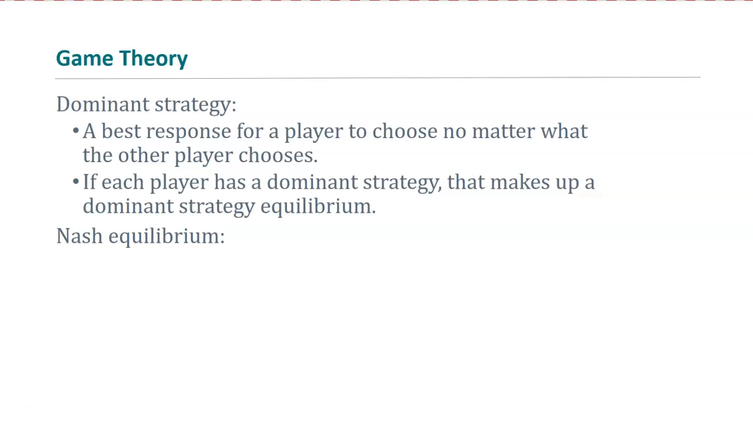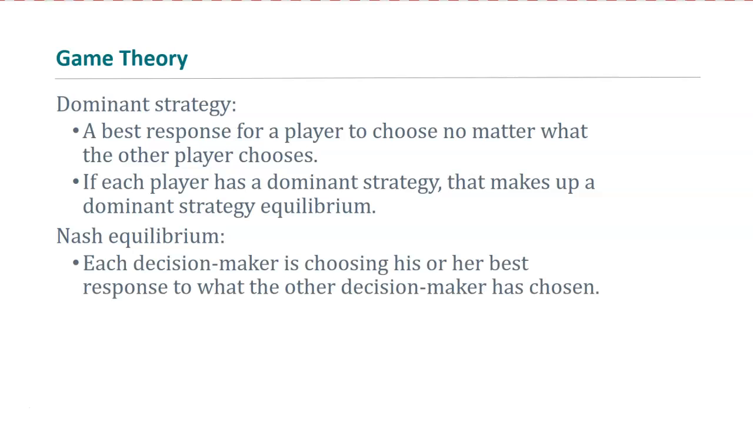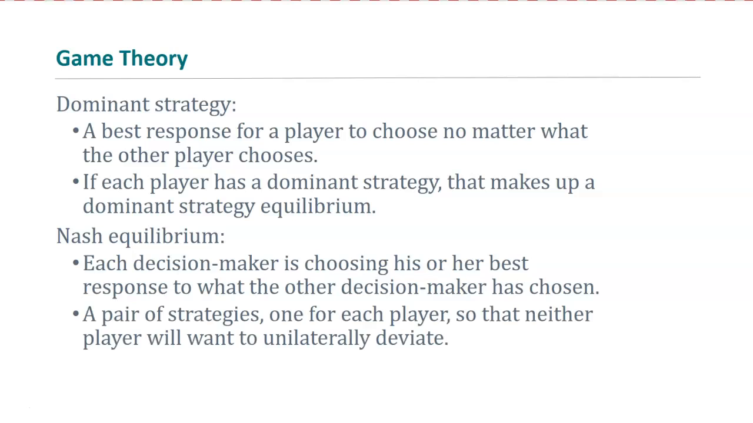And I think all this will make more sense when we actually go through the game in a minute. So just mark down these definitions, and then we'll look at them in light of the prisoner's dilemma, and I think it'll make more sense when we see them in action. So the Nash equilibrium happens when each decision maker is choosing his or her best response to what the other decision maker has chosen. So a pair of strategies, one for each player, so that neither player wants to deviate, wants to change their mind. Neither player has a regret at the end of the day.